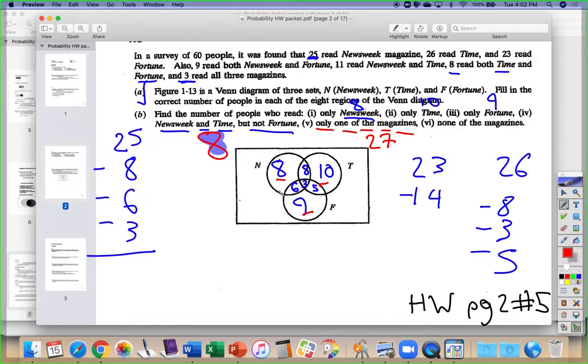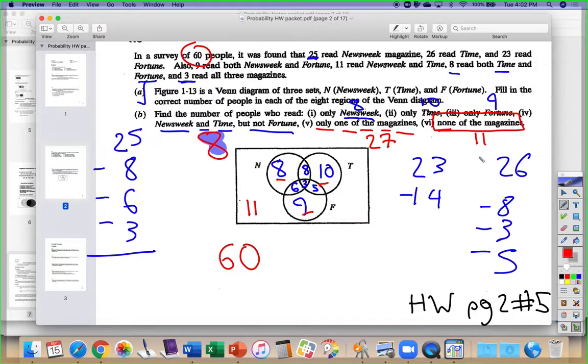And now the last part of this that we never filled in was the no magazines. None of them. Well, 60 people in total. And we need to get rid of all of those numbers. So you have to take away 10, 8, 8, 6, 3, 5, and 9. And you will be left with only 11 left. So our last question, the answer is 11.